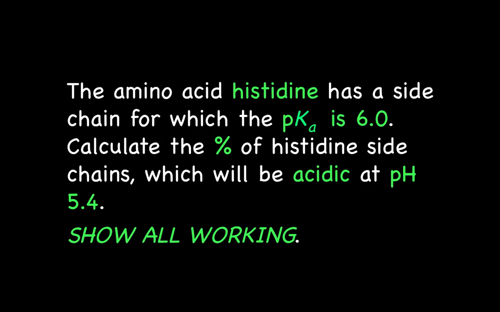So we're looking at the amino acid histidine. Its pKa is 6.0, that's the pKa of the R group, that is. And you are required to calculate the percentage of how much of that histidine side chains, or how many of the R groups, will be acidic at pH 5.4. Your marks wouldn't be really in the final answer, but most of your marks will be in the working on getting that answer. So please show all working.